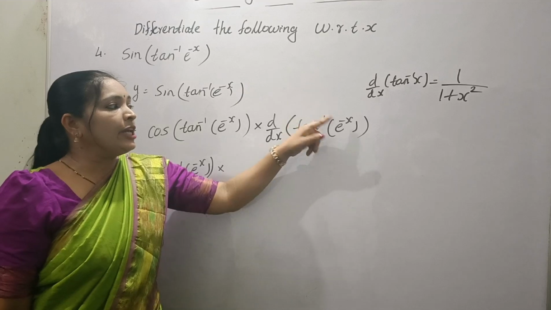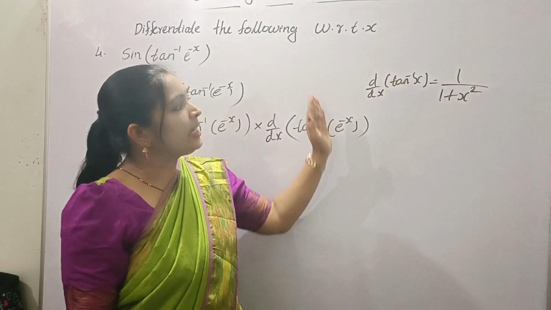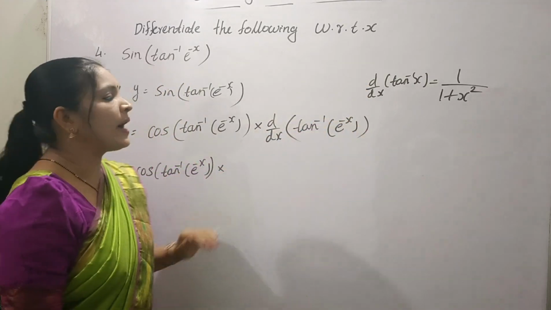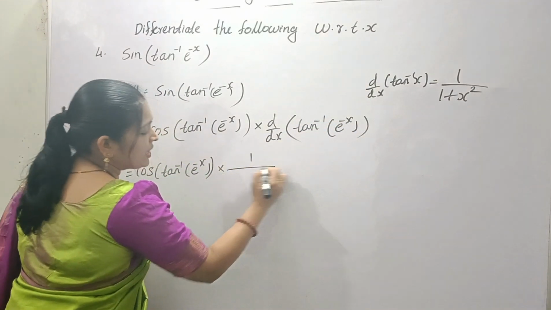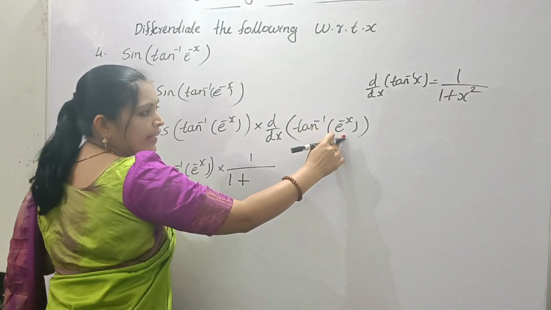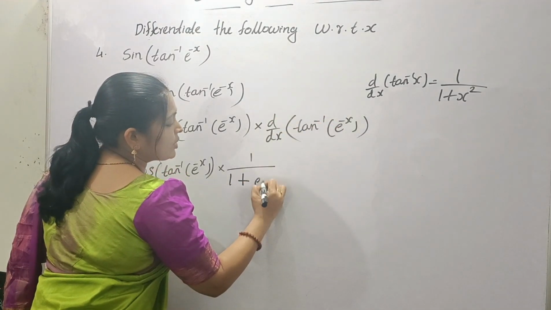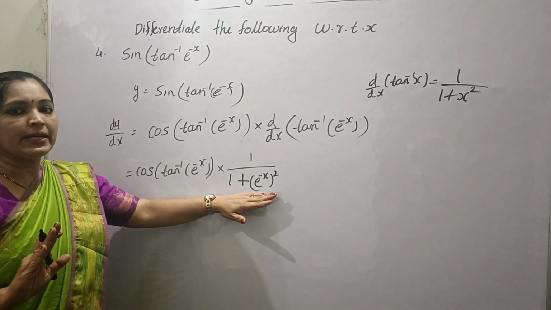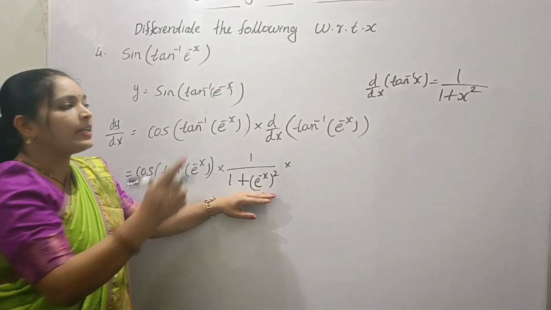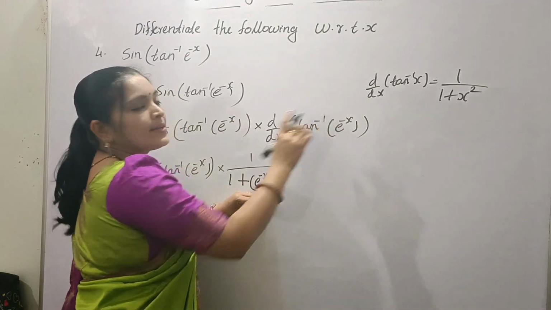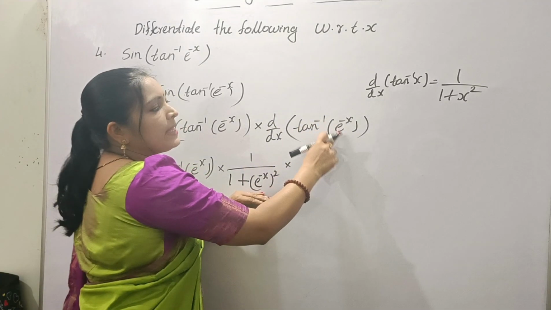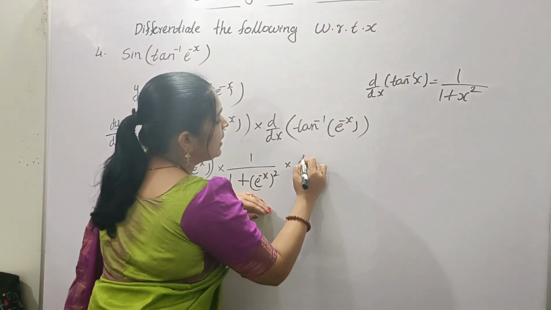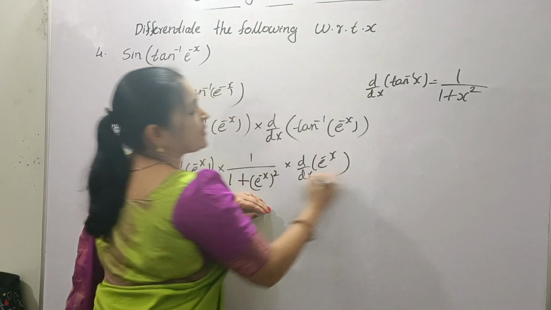Derivative of tan inverse x is 1 by 1 plus x square. So derivative of tan inverse e raised to minus x is 1 divided by 1 plus, not x, e raised to minus x whole square. Here it is not completed into derivative of e raised to minus x. If it is x, it's completed. But it is e raised to minus x, so again we have to take the derivative of this function, d by dx of e raised to minus x.